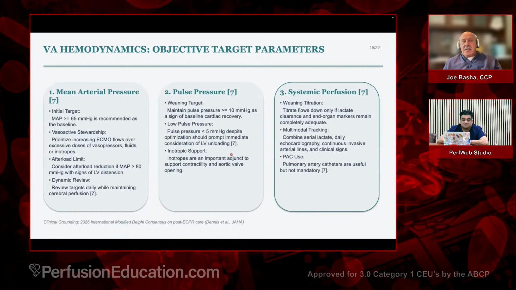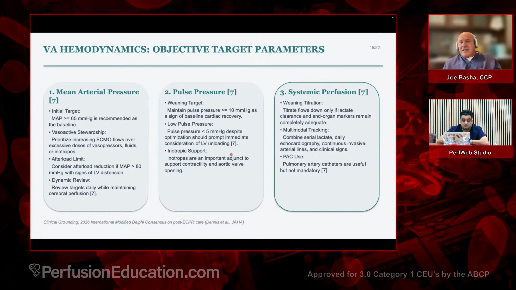Vasoactive stewardship. In other words, you've got to know what drugs you're on and how much you're on. Prioritize increasing ECMO flows over excessive doses of vasopressors, fluids, or inotropy, because that's going to really mask where you are, and you don't want that. You would rather use ECMO flow and let the patient become hemodynamically stable through homeostatic processes. Afterload limit: consider afterload reduction if mean arterial pressure is greater than 80 with signs of LV distension, and review targets daily while maintaining cerebral perfusion.